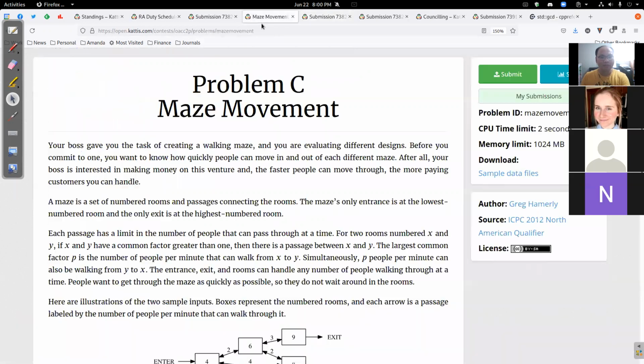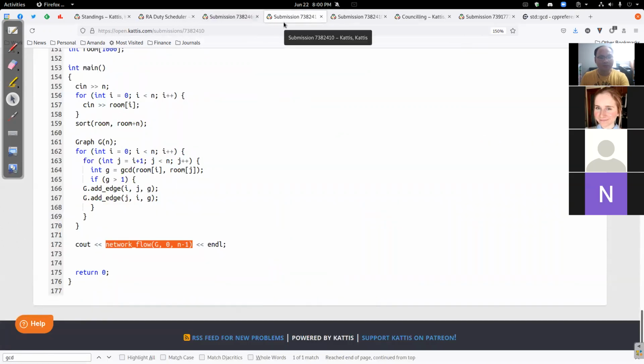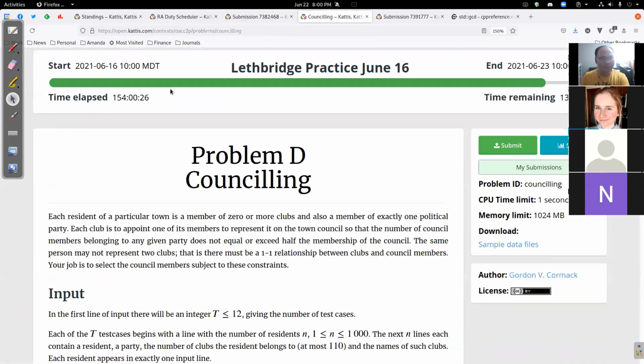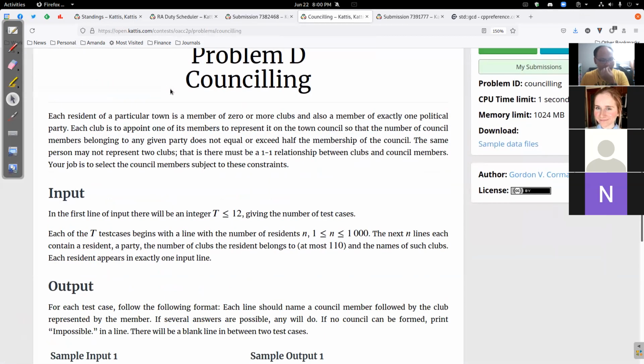Okay, now I'm kind of going backwards here. So I will look at counseling because I think the description is shorter. Each resident of a particular town is a member of 0 or more clubs and also a member of exactly one political party. So everybody has a political party and they might belong to 0 or more clubs.